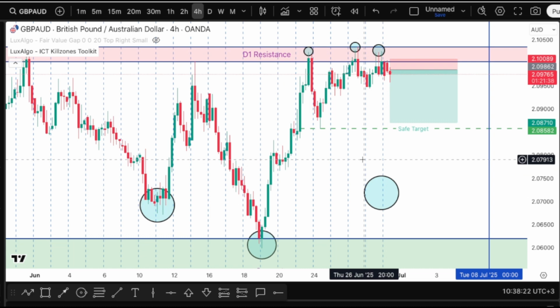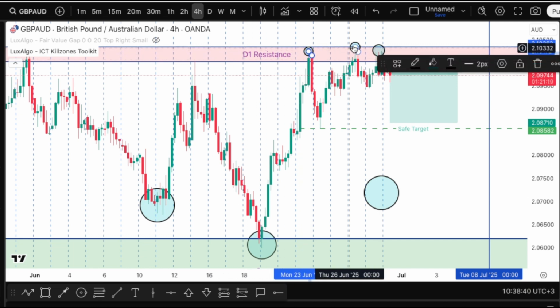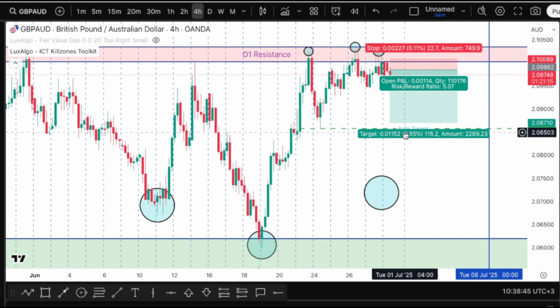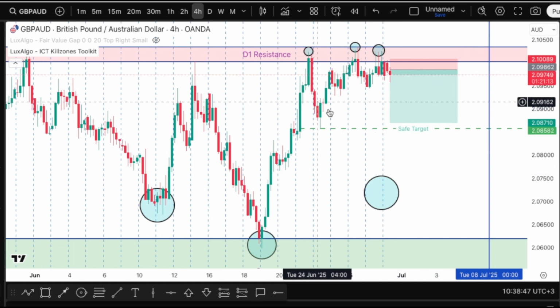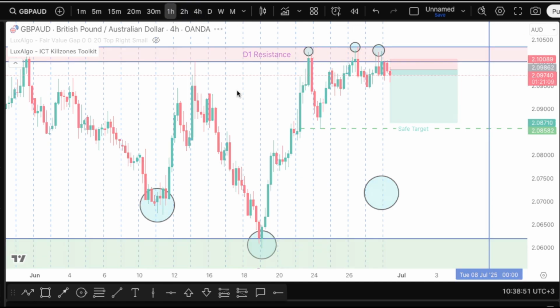Depending on your rules, it's possible to see either triple tops or head and shoulders on H4, because this one slightly wicked out, this one did not wick out, and this one is the highest. These two can be shoulders: left shoulder, head, right shoulder. But that depends on your rules. You can take it as triple tops. So generally, we can see that H4 is also rejecting. Now let's go to H1 and see.